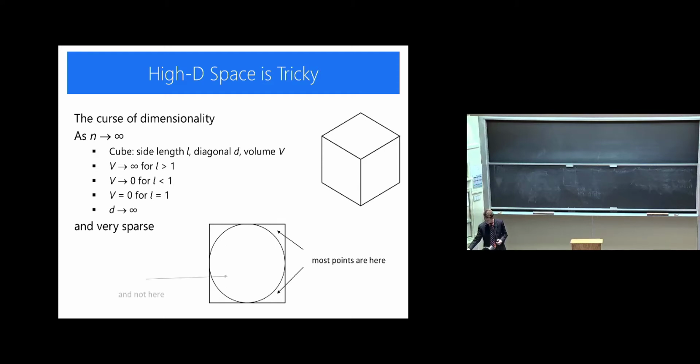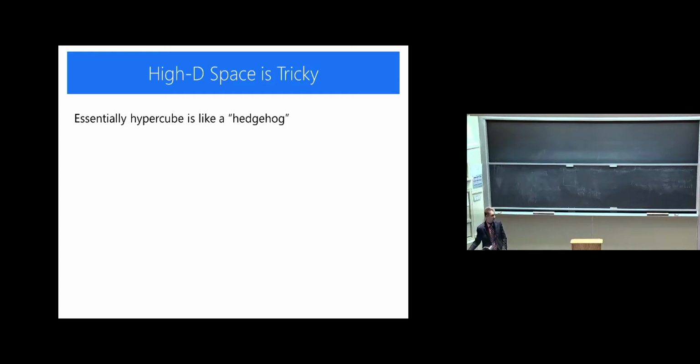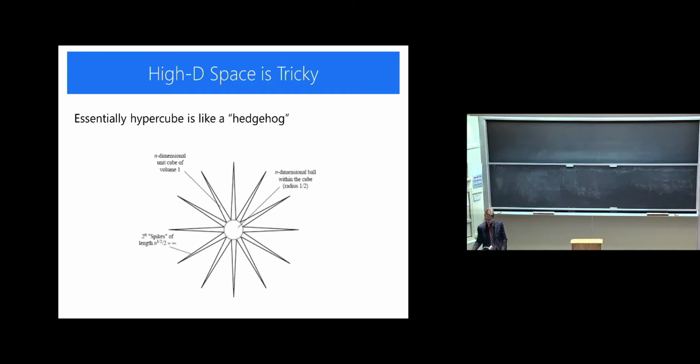So not here, right? Basically, not many of the data are actually in the core of the hypersphere. Most of it is out there. Okay, so actually it looks like this. It's really a hedgehog. So there are some data points in here, some data points in here, but very few here.